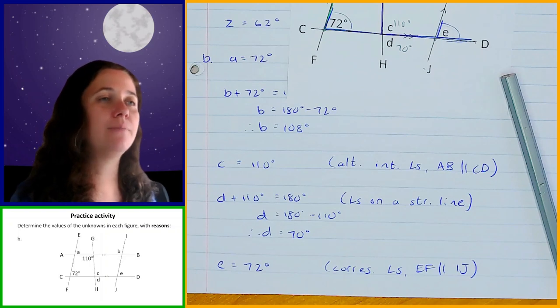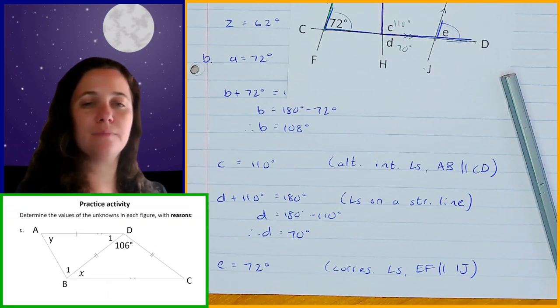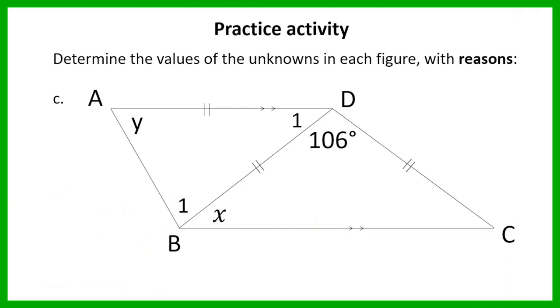The next question is question C. Here we've got ABCD is a quadrilateral where BD is joined, and they've told you AD is equal to BD and it's also equal to CD. Okay, we have been told that AD is parallel to BC. You've been told this angle is 106 degrees. Here you've been given a label 1 and a label 1 just to help you with labeling angles if you need to. So this would be angle D1 and this would be angle B1. And you need to work out X and you need to work out Y. And I'm going to give you 3 minutes to solve this problem.